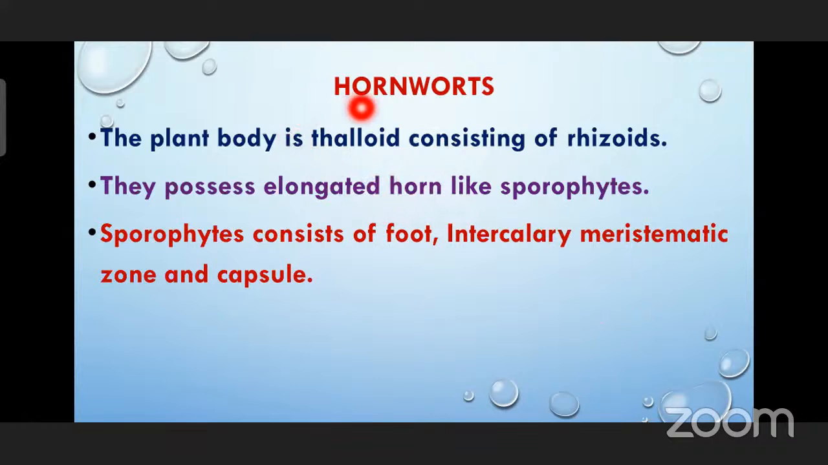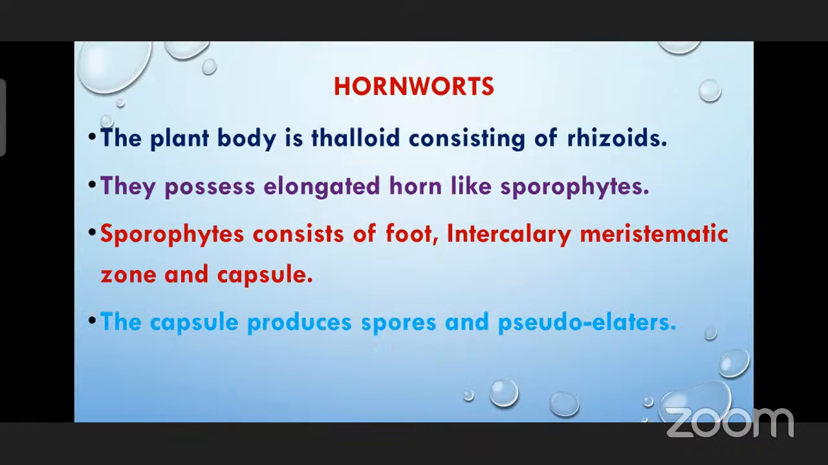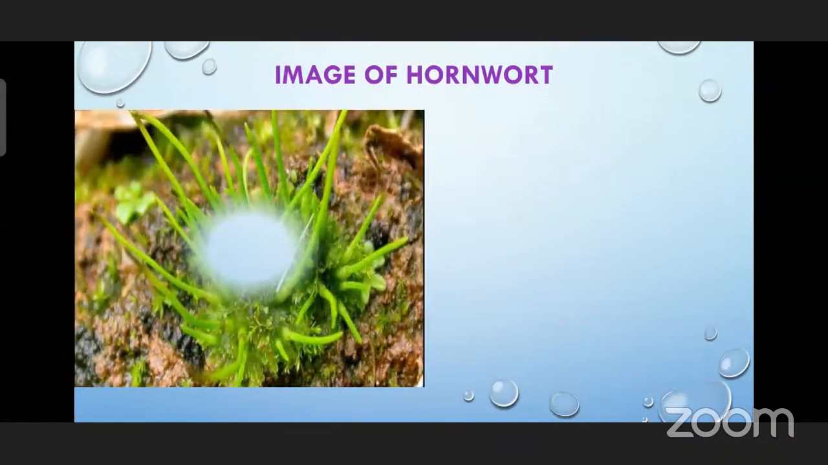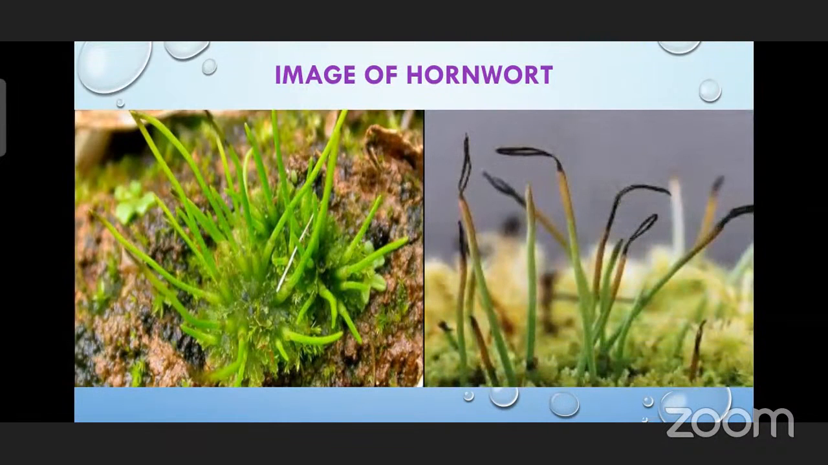The name hornworts is given for this reason, and the capsule produces spores and pseudoelaters. Pseudoelaters means false elaters. Elater-like structures are seen in the liverworts. So here the capsule is also producing spores, and pseudoelaters are also seen here. Images of hornwort you can see here. Anthoceros is the example.